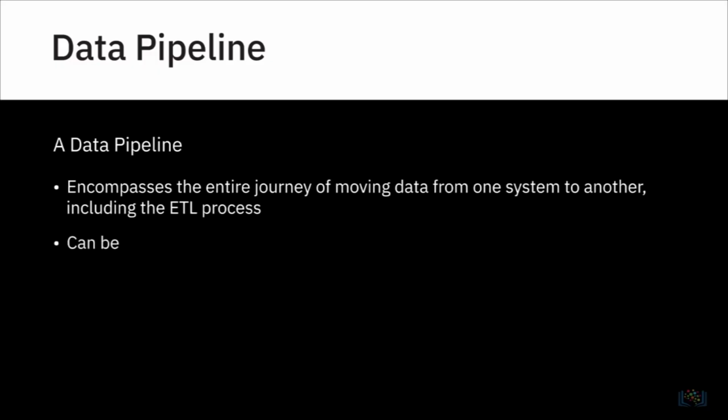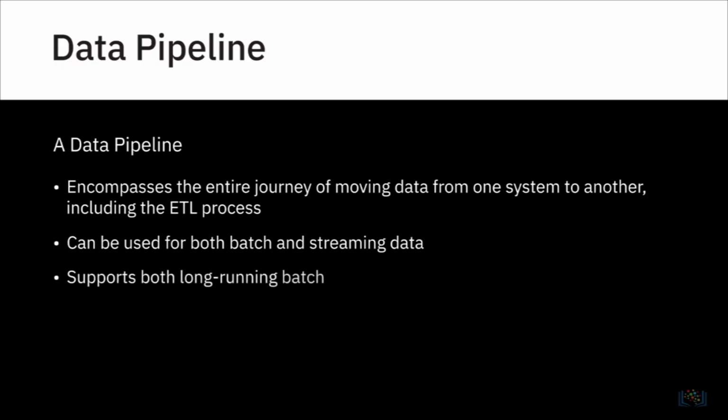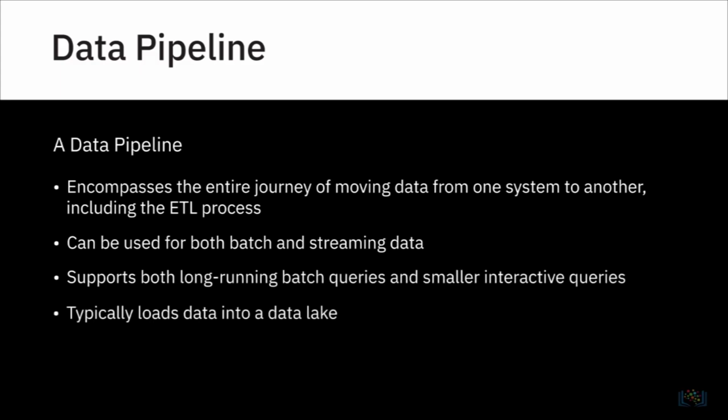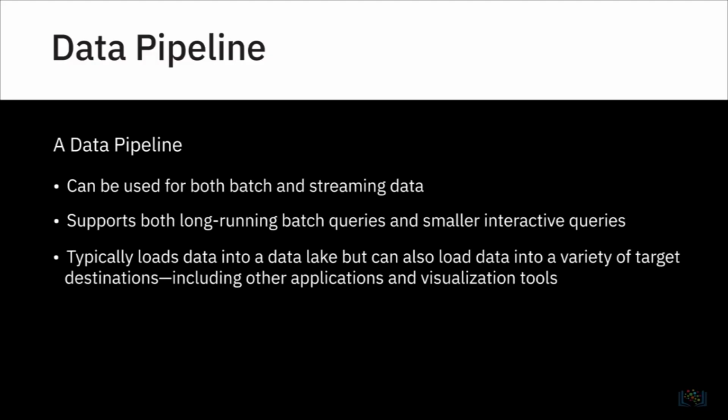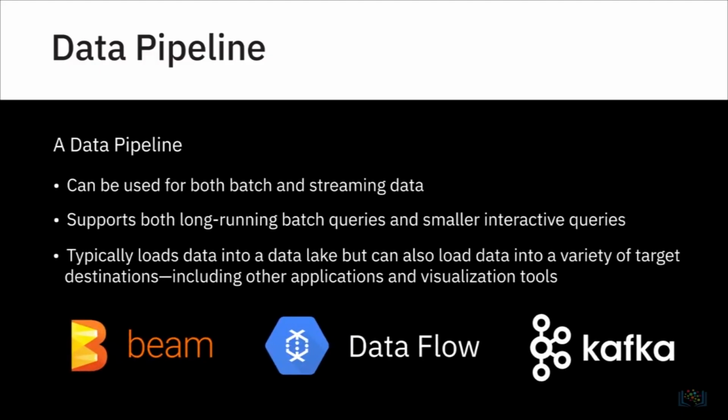Data pipelines can be architected for batch processing, for streaming data, and a combination of batch and streaming data. In the case of streaming data, data processing or transformation happens in a continuous flow. This is particularly useful for data that needs constant updating, such as data from a sensor monitoring traffic. A data pipeline is a high-performing system that supports both long-running batch queries and smaller interactive queries. The destination for a data pipeline is typically a data lake, although the data may also be loaded to different target destinations, such as another application or a visualization tool. There are a number of data pipeline solutions available, most popular among them being Apache Beam and Dataflow.